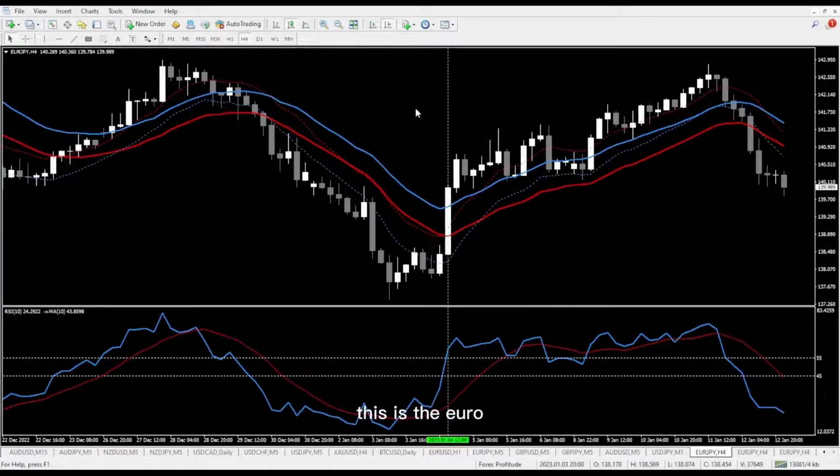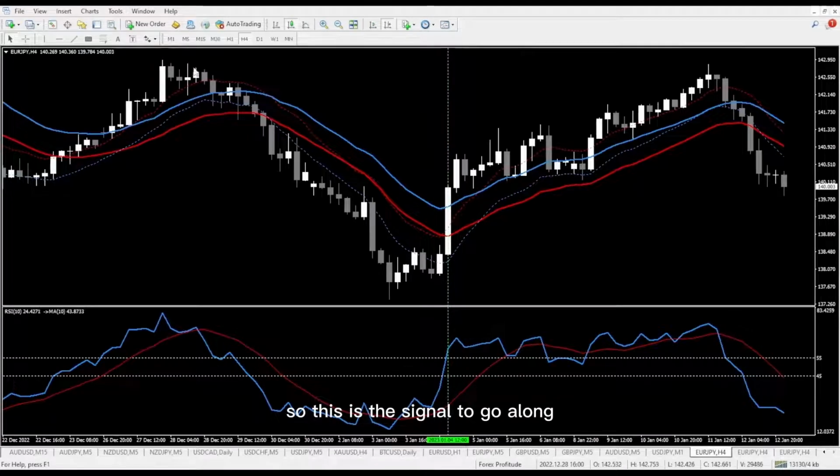And by the way, this is the Euro Japanese yen. This is a 4-hour time frame. This is a current chart. And I want to use charts as current as possible, just so you can see that this is valid for right now. It's not something that I have to scroll back years and years in order to find market movements to make this work. This is something that we're using in real time.